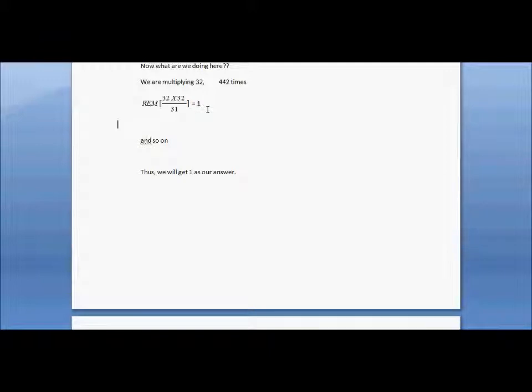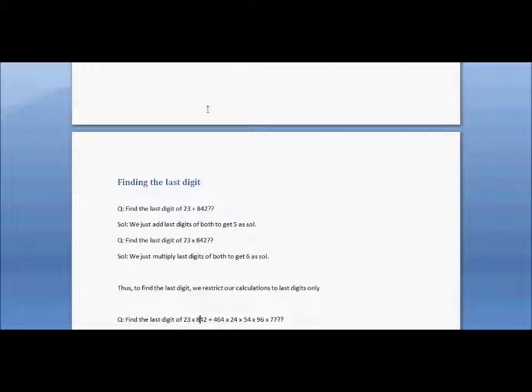Now the last concept of today would be last digit. So let me pose you a question. What would be the last digit of 23 plus 842? We'll just work with the last digits. So we add 3 and 2, and what would we get? We would get 5. So 5 is the solution. What is the last digit if 23 into 842 is multiplied? Again, we would work with last digits only. 3 into 2, 6. 6 is the solution, right?